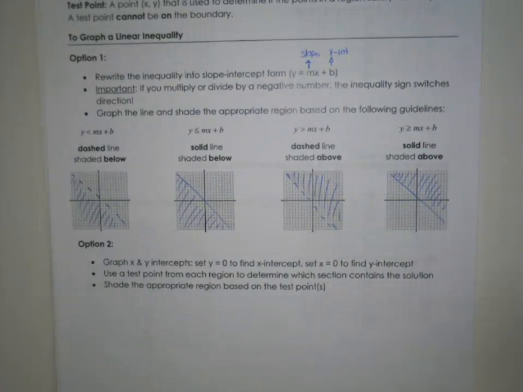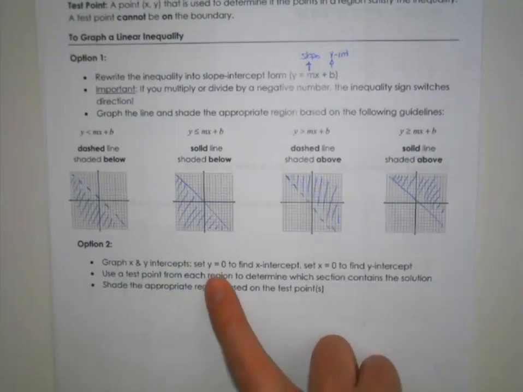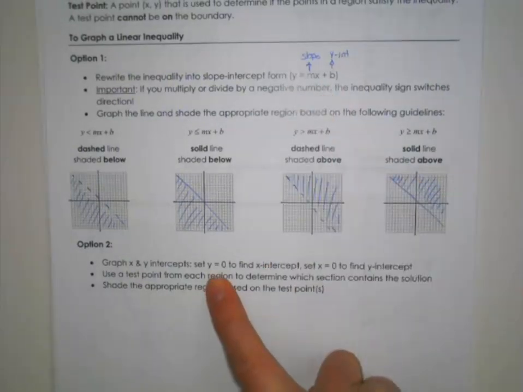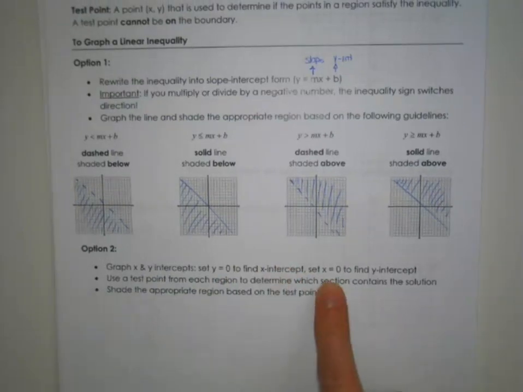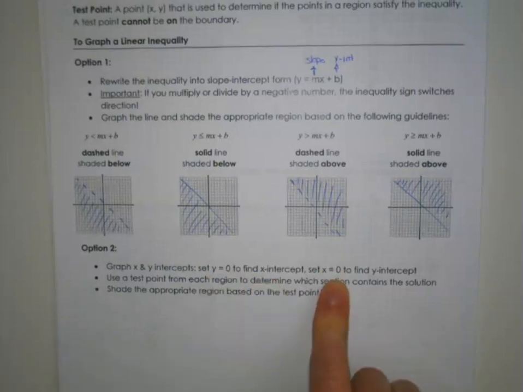The other option would be to just graph your x and y intercepts. So basically, whatever you have for your equation, not necessarily changing it into this form, you would just plug into whatever format of the equation you have. You would plug in 0 for your y value, and that will help you solve for what your x would be. No, sorry, the other way around. Set y to 0 to find your x-intercept and set x to 0 to find your y-intercept.